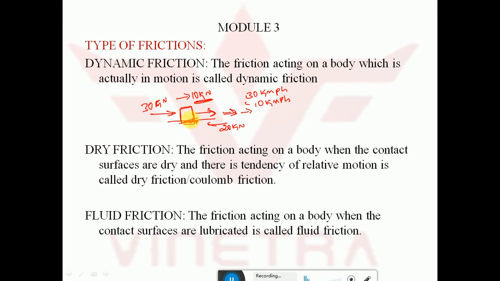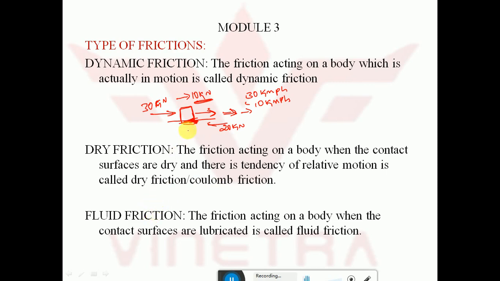If these two contact surfaces are dry surfaces, then it is called dry friction. The friction acting on a body when the contact surfaces are dry and there is a tendency of relative motion is called dry friction, or it is even called Coulomb friction.